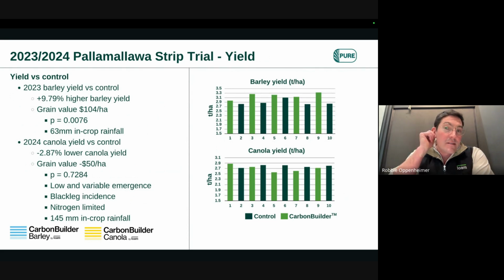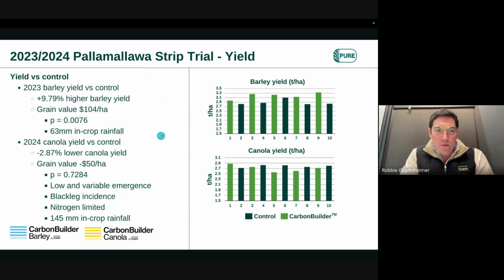These are the yields in that trial. In that first year, 2023, an average 9.8% higher barley yield with statistical significance. This was in that dry year, and we saw a clear treatment effect. This is also kind of what you'd expect in a time when a plant is struggling. They tend to send out signals to recruit microbes and feed carbon into the microbial community.